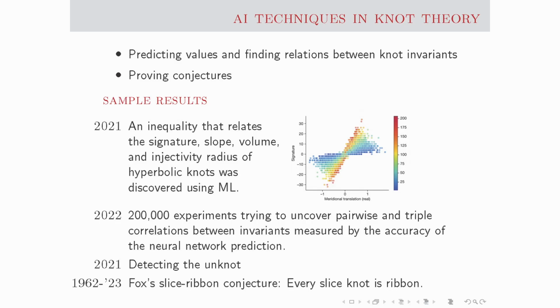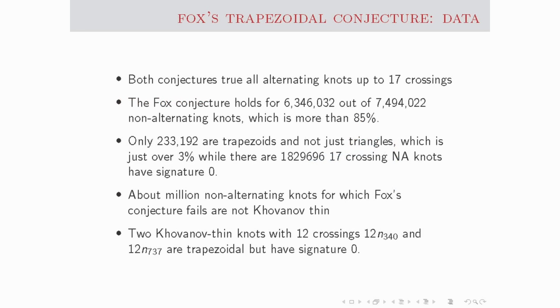Again, with AI techniques, there are two main ideas behind it. One is to predict the values and find the relations, which finding relations is what we're going to be working on. And then there's, of course, proving conjectures, which is also what we're going to try to contribute to using TDA tools. Oh, there's the data. Sorry, I somehow messed up my slides. I apologize. But here are the actual numbers for that Fox trapezoidal conjecture. I think I said 88, it's 85.